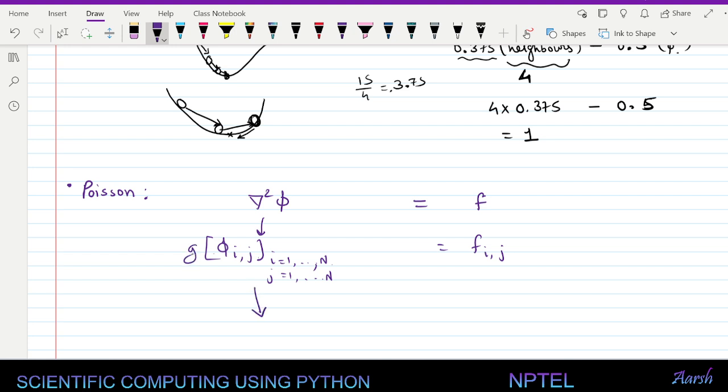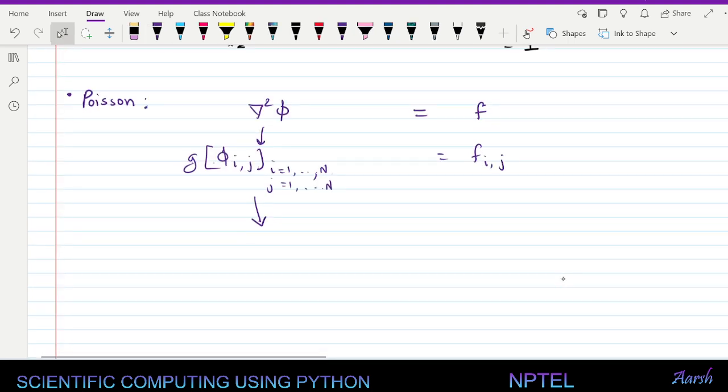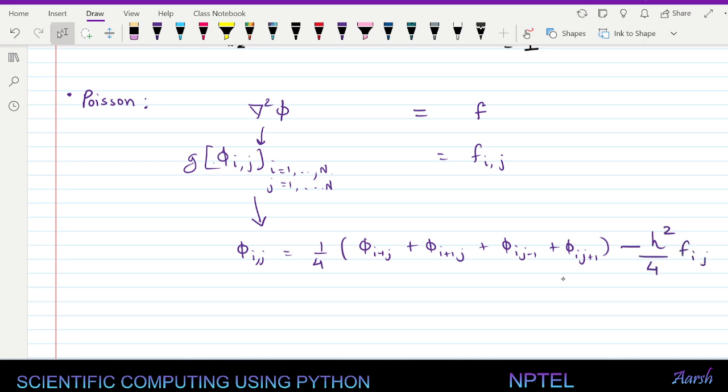So when you rewrite this, what you get is phi ij is equal to 1 by 4 of the neighbors: phi i minus 1 j plus phi i plus 1 j, phi i j minus 1 and phi i j plus 1. And there is an extra term due to this f, which is h square by 4 f ij. Okay, and this is the extra term. And clearly, if f is equal to 0, then we get our Jacobi method, right? The conventional way. So this is the modification that we need to remember. Okay, so shall we move on to assignments?